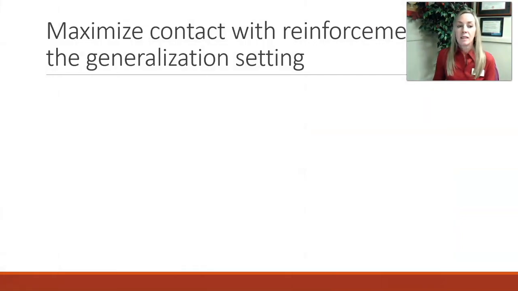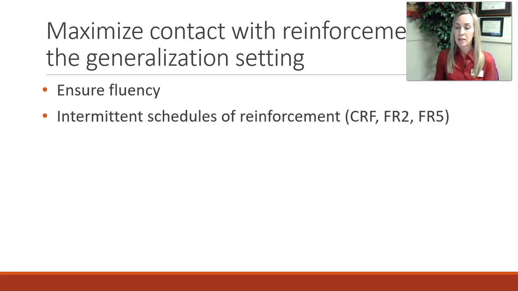Okay, and then here we want to maximize the contact with reinforcement in the generalization setting. So we've got to ensure fluency. Use an intermittent schedule of reinforcement, starting with a constant schedule of reinforcement every time the student engages in the behavior or the skill. And then we fade it out to maybe a fixed ratio of 2, fixed ratio of 5, whatever becomes more and more natural. And at the same time, we want to try to delay those rewards. So not always giving those immediately, but some gradual delayed rewards, because that's more natural in the real environments. We don't always get immediate reinforcers.